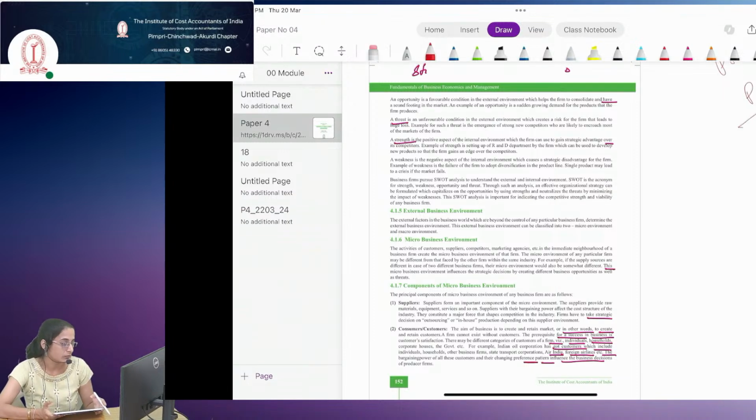Now what is a threat? Threat is an unfavorable condition in the external environment which creates risk for the firm that leads to huge loss. See, if I am an organization and I am operating in a market, my threat could be what? If a new company or new organization comes into the market with lower price for its product and acquires the market share, my share in the market will get reduced, right? Acquires my market share with more quality product with less price, then it will take over the market share and my share in the market will be reduced.